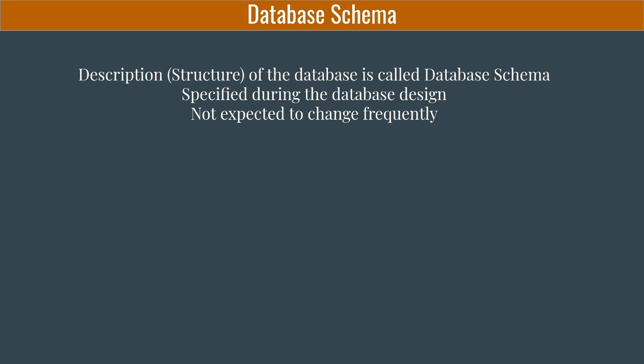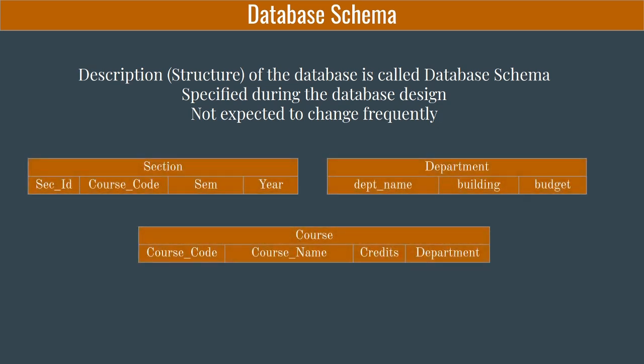So let's see an example. This is an example of a database schema. It just specifies a structure only. No data is mentioned here. From this diagram we can see that this database has three tables or three files: section, department and course, and each of them has a different number of columns.